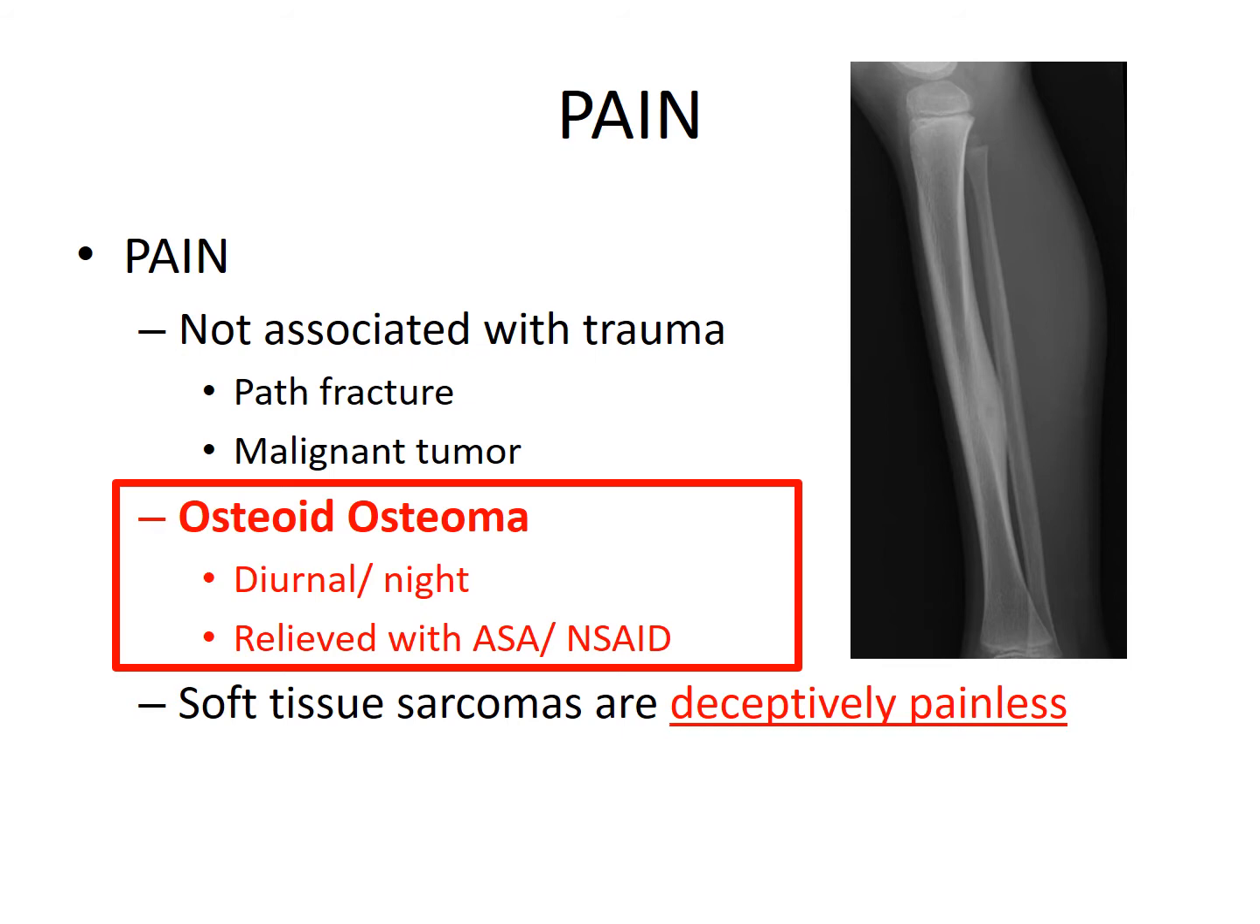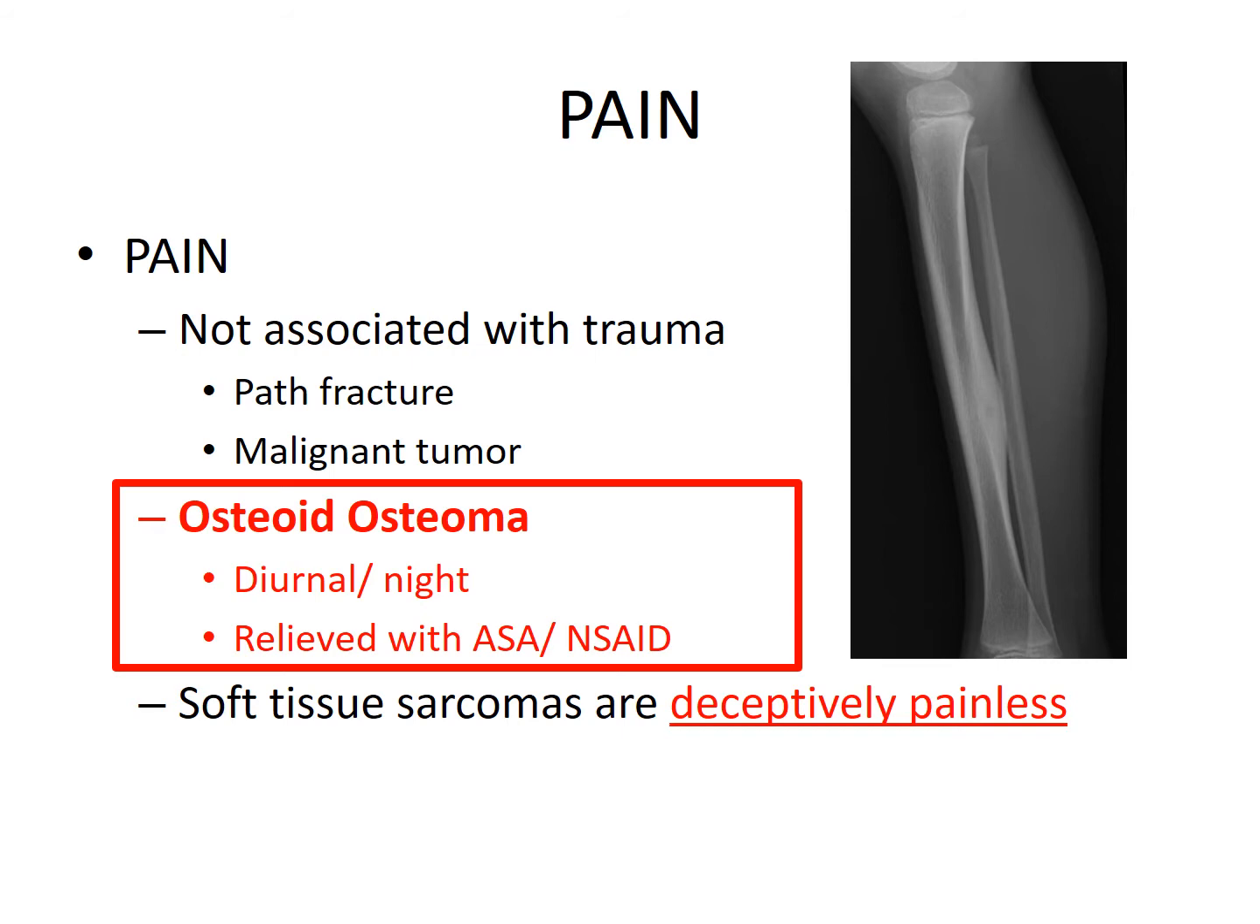Parents will say they can set the clock as to when the kid's going to wake up and have pain. They've usually figured out that if they give the kid an aspirin or Motrin or ibuprofen before bed, they will sleep through the night. That's very important because aspirin and NSAIDs are part of the prostaglandin pathway that osteoid osteomas incite, and by breaking this pathway they alleviate pain.